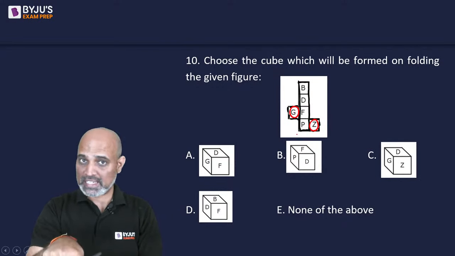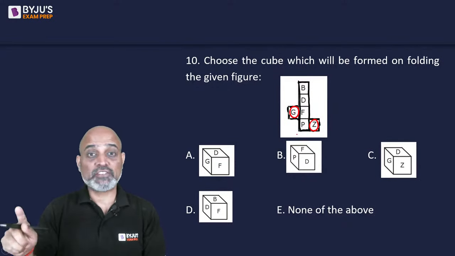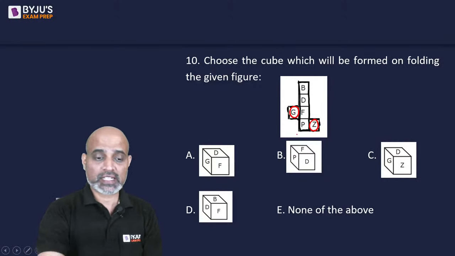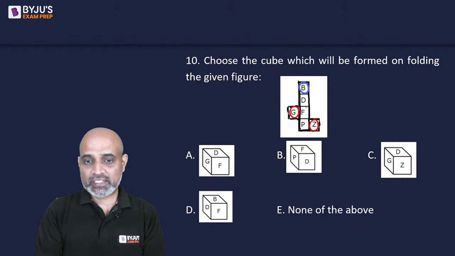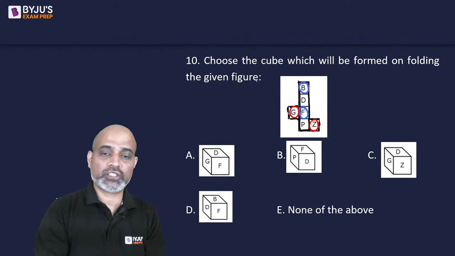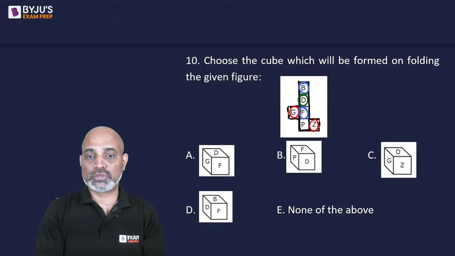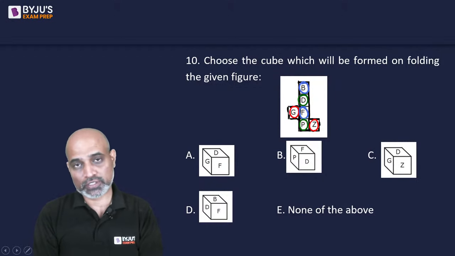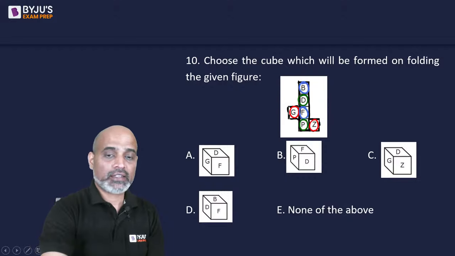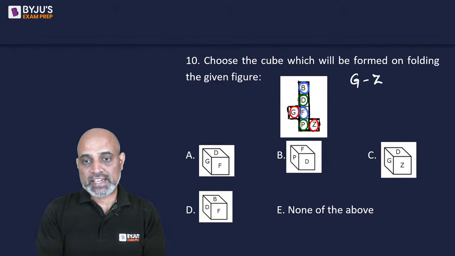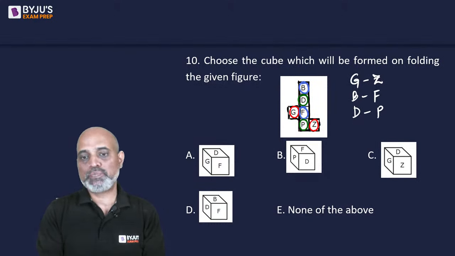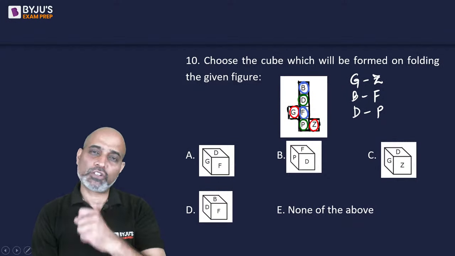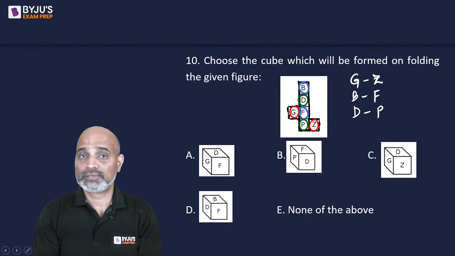In this example, G and Z will be opposite of each other. It's necessary. And in the backbone, the alternate squares will be opposite to each other. So B and F are going to be opposite to each other. D and P are going to be opposite to each other. As in, G and Z are on opposite faces, B and F are on opposite faces, D and P are on opposite faces. So these are the pairs of opposite faces we have for this type.